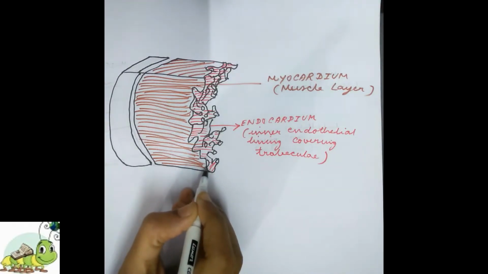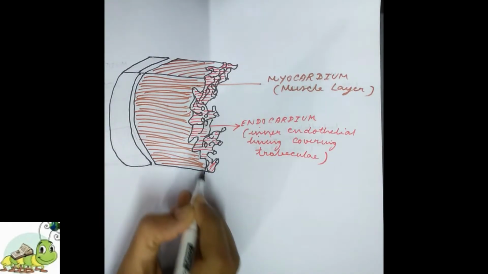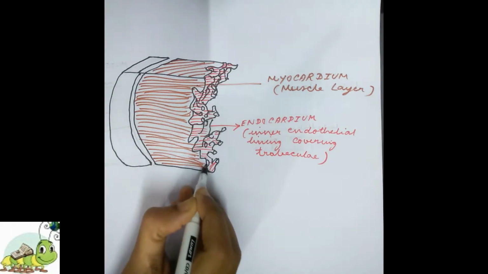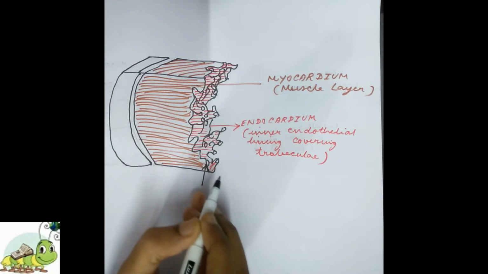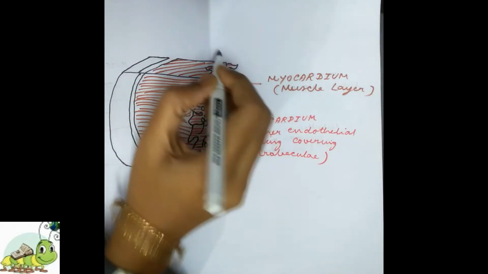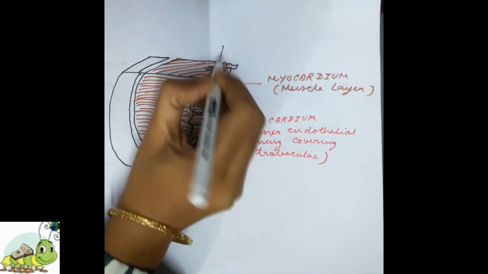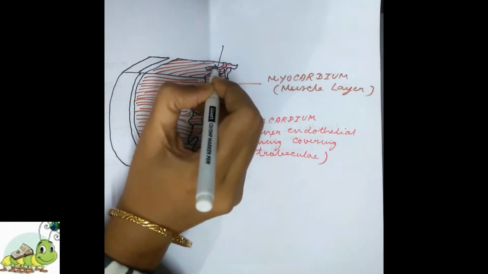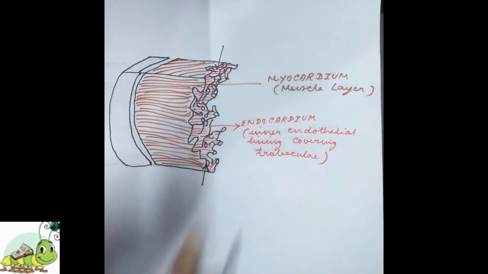Next is the subendocardial layer. The subendocardial layer lies between and joins the endocardium and the myocardium. It consists of a layer of loose fibrous tissue containing the vessels and nerves of the conducting system of the heart. The Purkinje fibers are located in this layer. As the subendocardial layer houses the conducting system of the heart, damage to this layer can result in various arrhythmias.